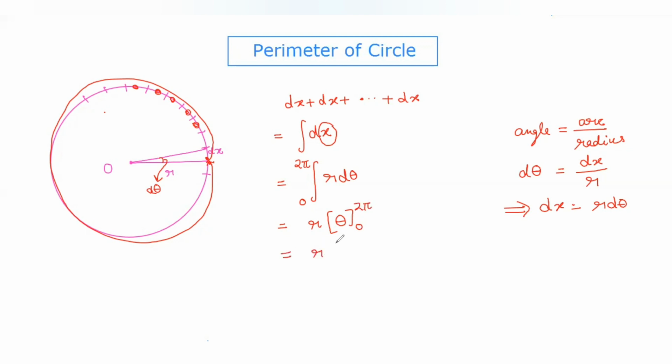How to calculate this? 2 pi minus 0, which is upper limit minus lower limit. I'm sure you might have learned. Ladies and gentlemen, perimeter of the circle.